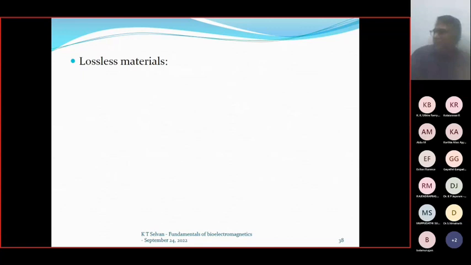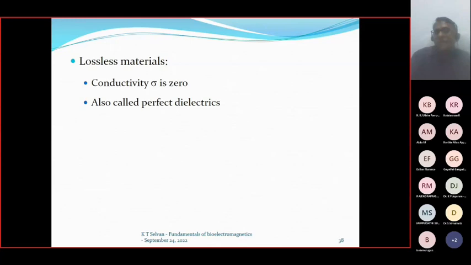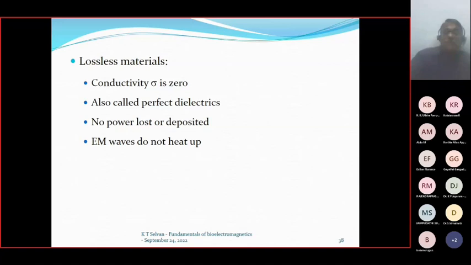Of course, a very quick look at lossless materials: conductivity is zero. They are also called perfect dielectrics, and obviously no power is lost or deposited, and EM waves do not heat up. So if our body were composed of lossless materials, then there would not be any applications, but also no health impact. So again, one of the things we should keep in mind is that all aspects of technology have both sides. There are very significant advantages, and there are also health concerns. Of course, these can make good electrical insulators.